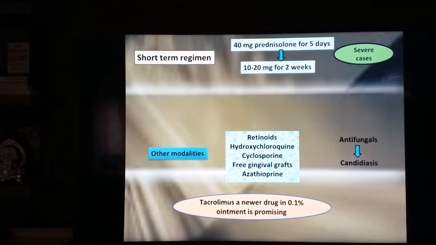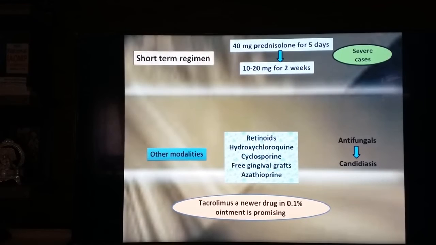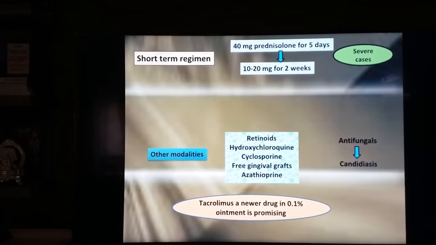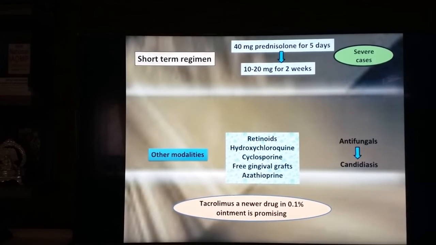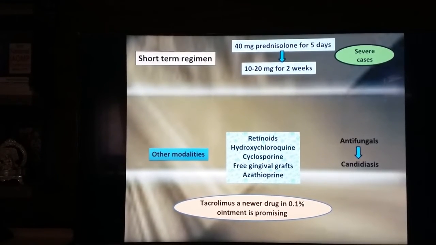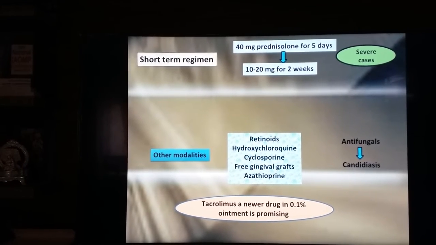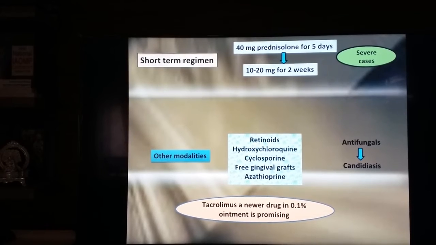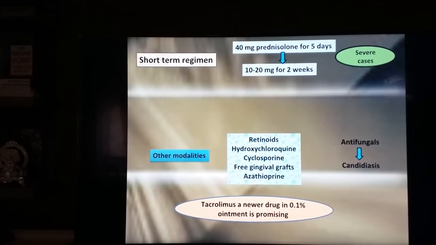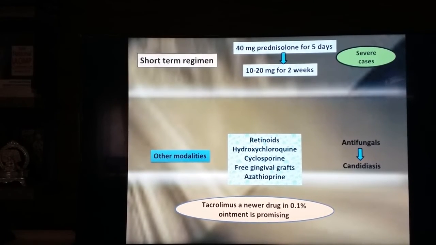Well, sometimes you may have to prescribe steroids, such as prednisolone 40 milligrams for a period of 5 days, and then taper it down to 10 to 20 milligrams for 2 weeks in severe cases. Otherwise, you can prescribe, as I was telling you, retinoids or vitamin A, and you can prescribe hydroxychloroquine, even cyclosporine. Many options can be used. Sometimes antifungal agents for candidiasis can also be prescribed.